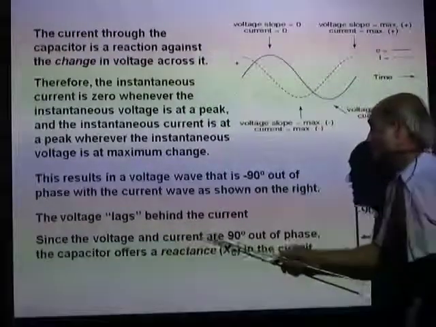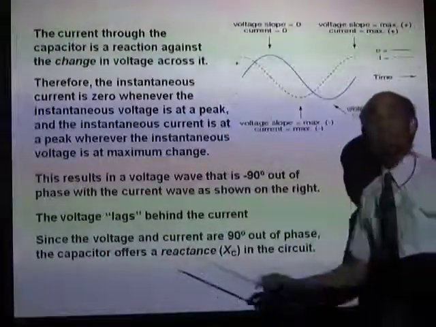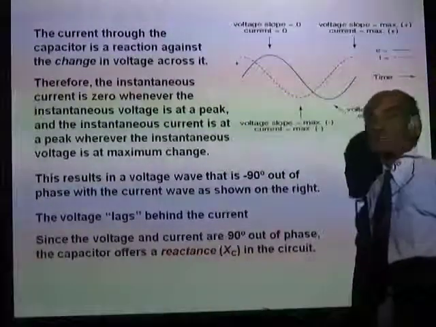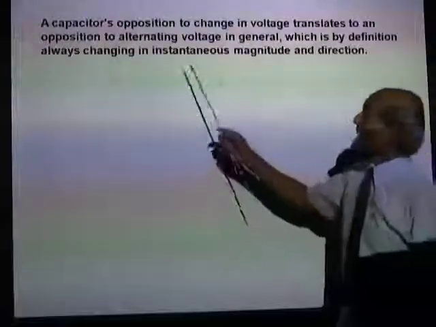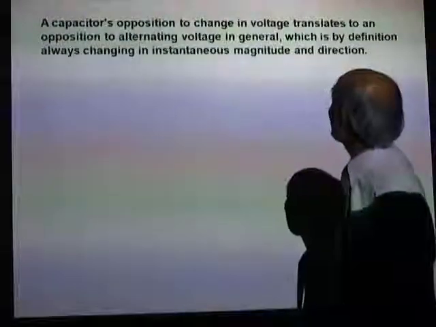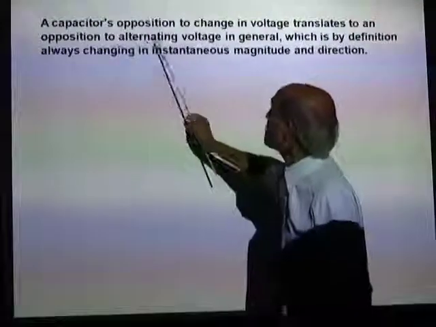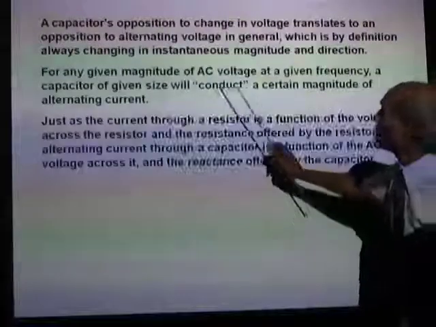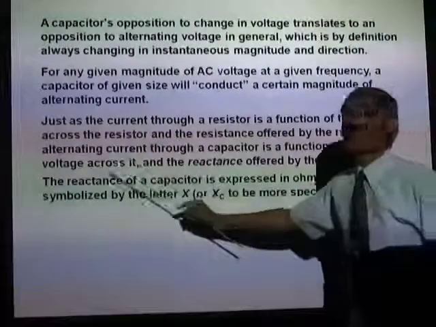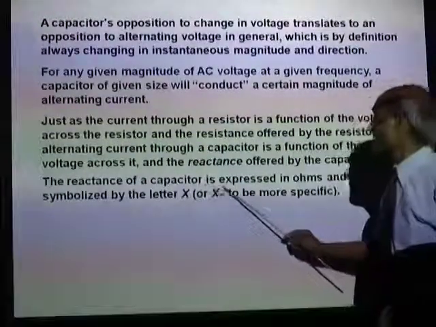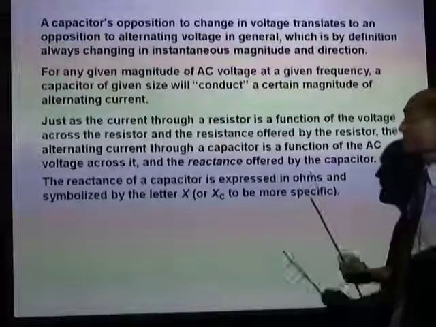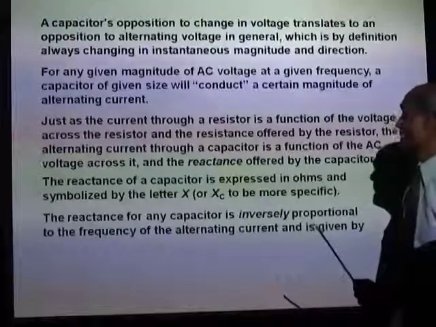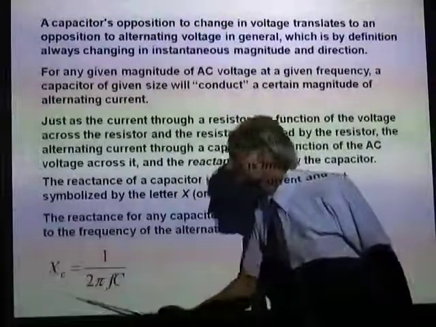Now, since the voltage and current are 90 degrees out of phase, the capacitor offers a reactance represented by XC. Now, a capacitor's opposition to change in voltage translates to an opposition to an alternating voltage in general. Well, I'm not going to go into the details. Now, the reactance of the capacitor is expressed in ohms as we normally do, and is symbolized X sub C. And I want you to remember this.